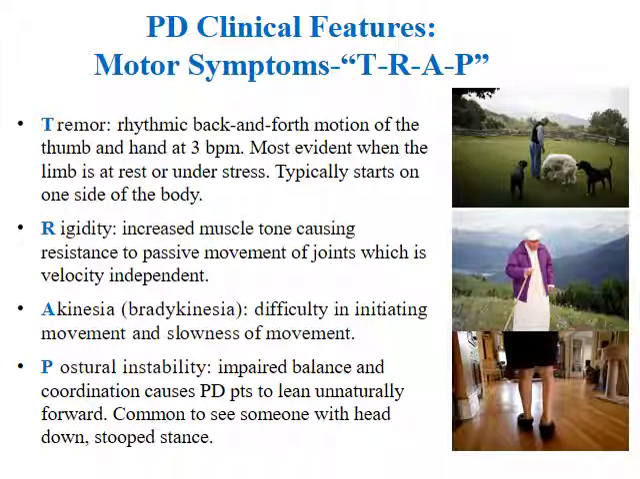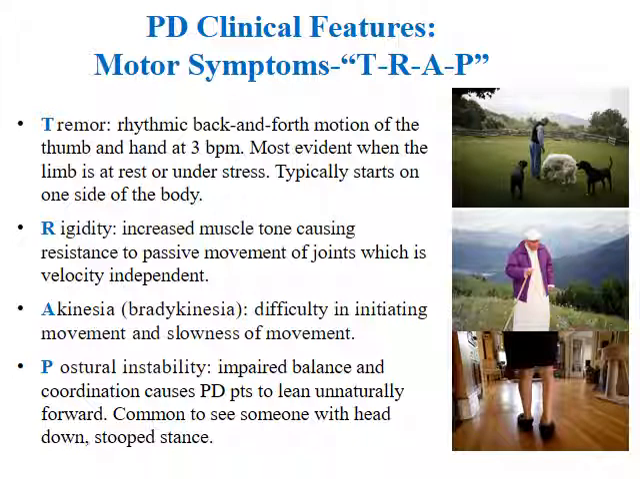So the key clinical features, the classic 4 cardinal symptoms of Parkinson's disease, is the so-called TRAP syndrome. And T stands for tremor. Again, it's a rhythmic back and forth motion of the thumb and the hand, usually 3 to 6 hertz, most evident when the limb is at rest or under stress. And it typically starts from one side of the body and then later on spreads to the other side. This is the so-called asymmetric presentation, a typical phenomenon for Parkinson's disease.